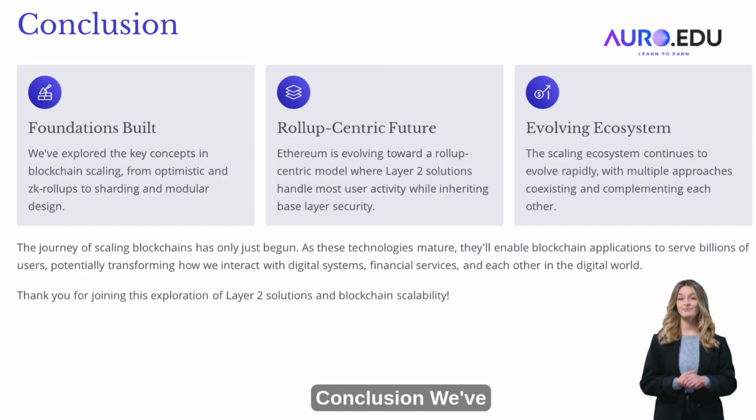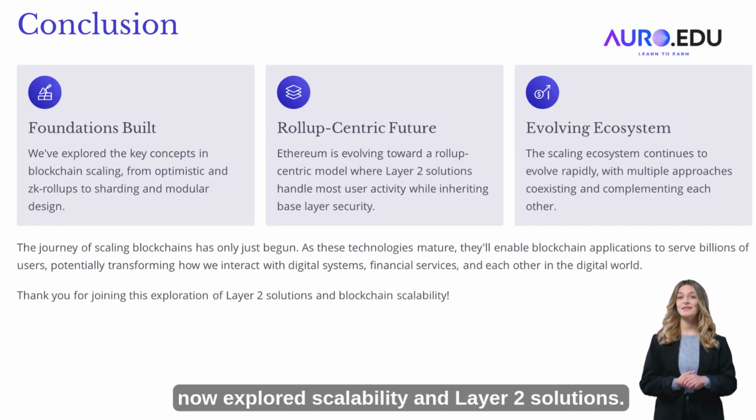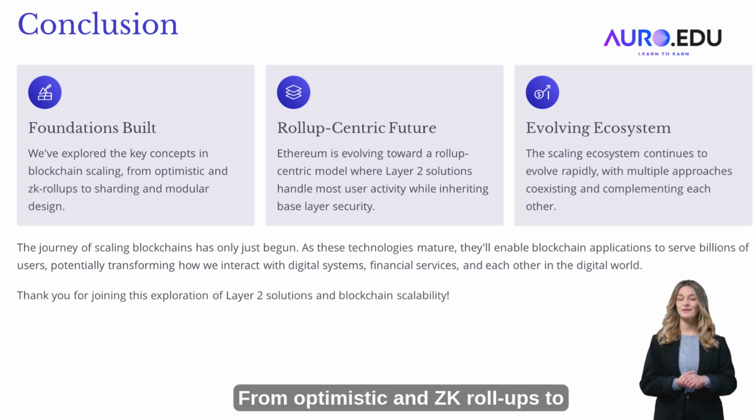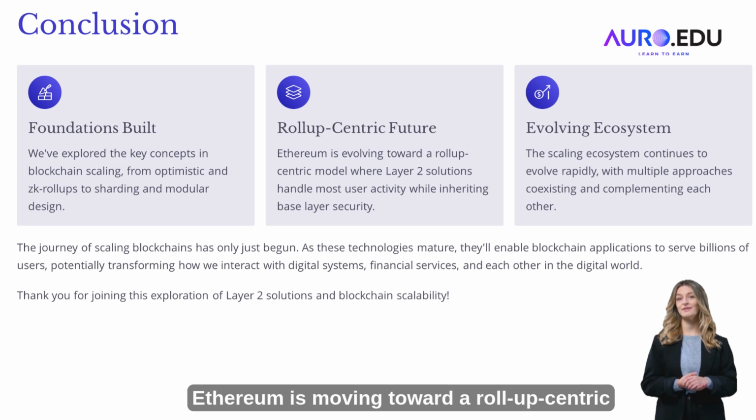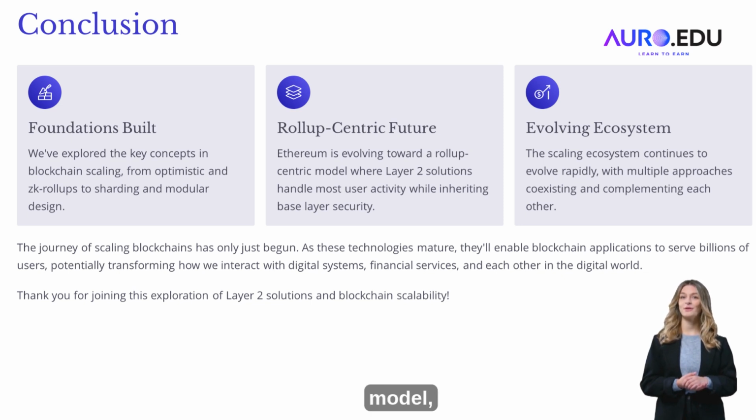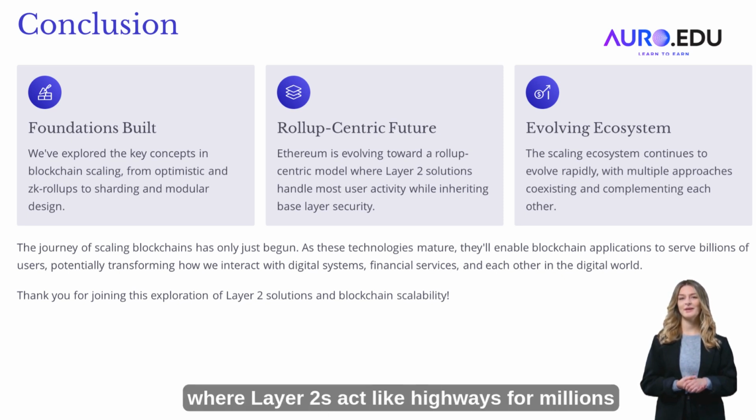Conclusion. We've now explored scalability and Layer 2 solutions. From optimistic and ZK rollups to sharding and modular design, you've learned the key ideas shaping blockchain's future. Ethereum is moving toward a rollup-centric model, where Layer 2s act like highways for millions of transactions.